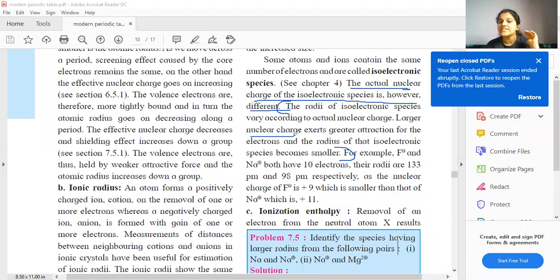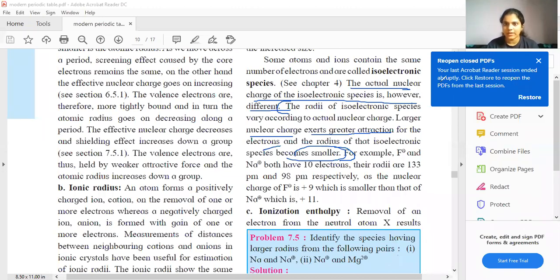If the nuclear charge is large, okay, higher nuclear charge means more is the attraction. The nucleus will try to pull the electrons more and more towards itself. Okay, so a larger nuclear charge will exert greater attraction for the electrons and the radius will become small. Okay, higher nuclear charge means the nucleus will pull the electrons more and the size will decrease. Okay fine, if the nuclear charge is less, then its pull on electrons is not that much, so electrons can expand, they can go far away, so the size increases. There is an inverse relation between nuclear charge and size.